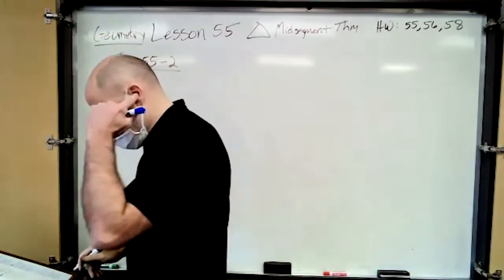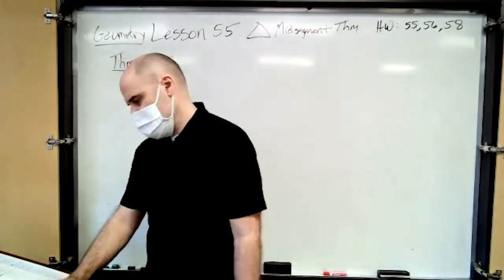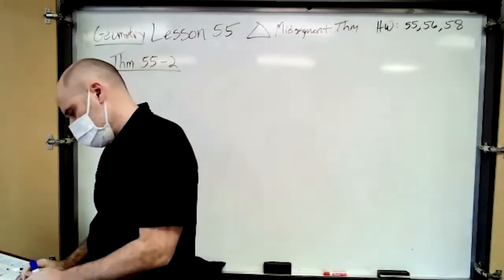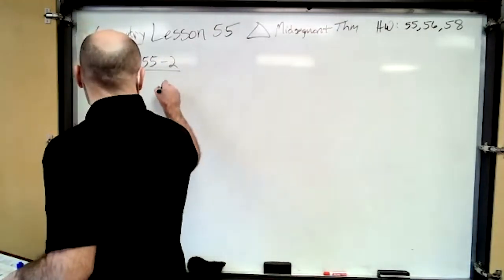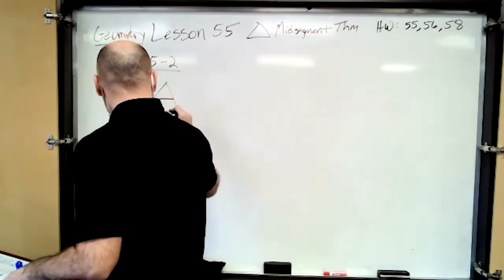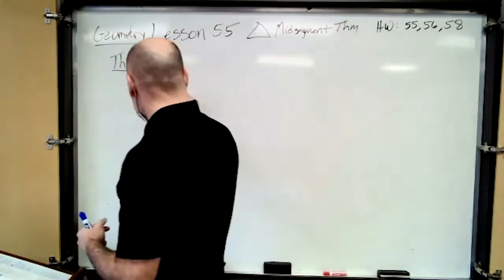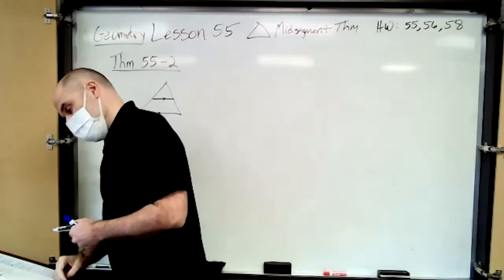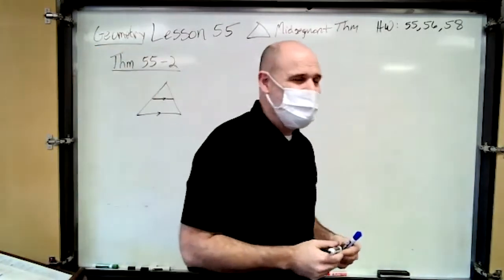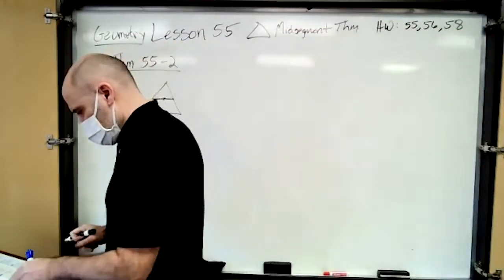All right, 55(2) says, if a line is parallel to one side of a triangle and it contains the midpoint of another side, then it passes through the midpoint of the third side. Okay, so if we have this scenario where we know this line is parallel and it hits the midpoint, then basically it's a midsegment. So this is kind of like the converse of the midsegment theorem, right? Well, here's what it says officially.